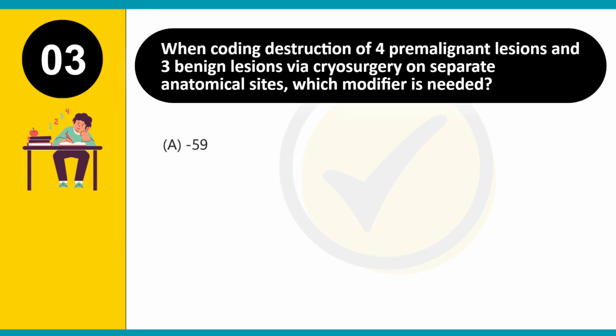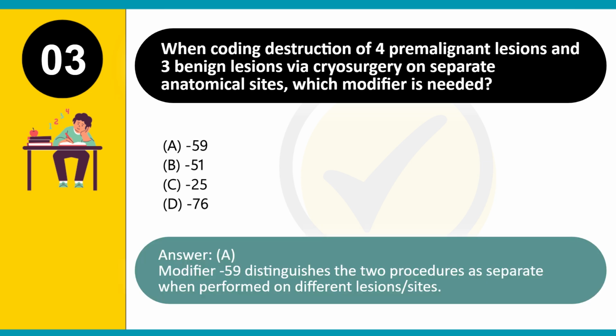When coding destruction of 4 premalignant lesions and 3 benign lesions via cryosurgery on separate anatomical sites, which modifier is needed? A. -59. B. -51. C. -25. D. -76. Answer, A. Modifier -59 distinguishes the two procedures as separate when performed on different lesions/sites.